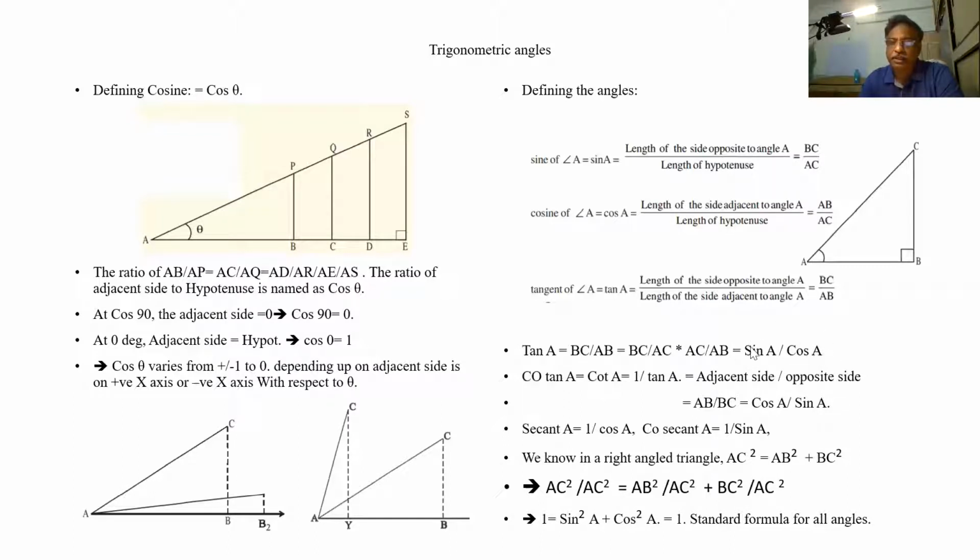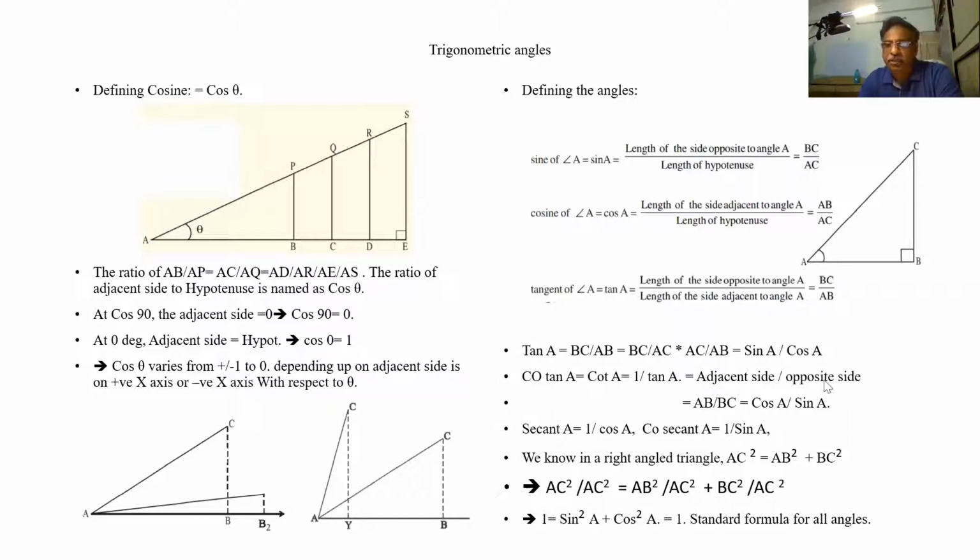Tan A. Now let us see the reverse of this. Suppose what is the ratio between hypotenuse by opposite side, or hypotenuse by adjacent side, or adjacent side by opposite side? These are reciprocals of this. Sin A is opposite by hypotenuse. If I take 1 by sin A, that means hypotenuse by opposite side.